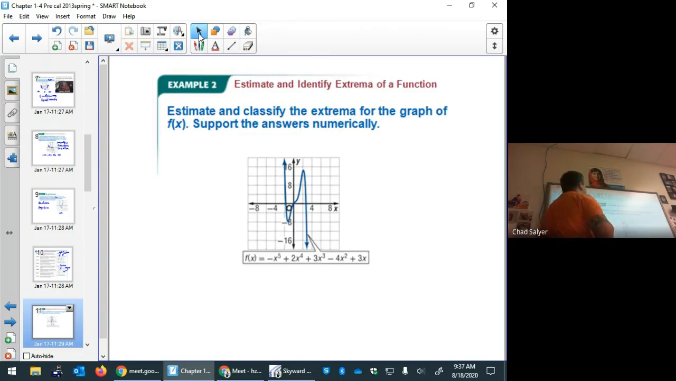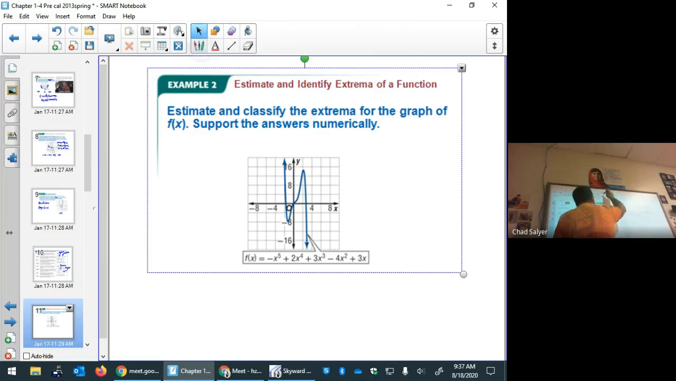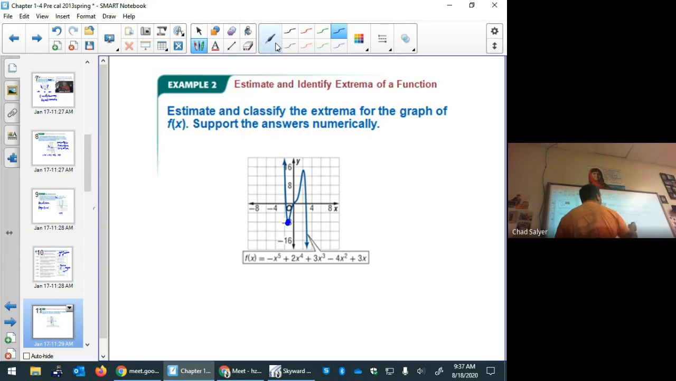So estimate and classify the extrema for this function, and then support your answers numerically. So we would want to first look at the graph, make our best guess, and then we'll use the calculator to see if that guess was accurate. Okay, so first of all, looks like a relative minimum here and a relative maximum here. And I say relative because there are lower points elsewhere and higher points elsewhere for that min and max.